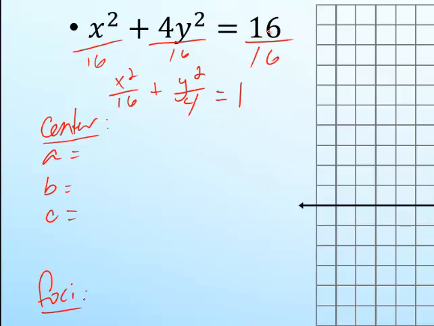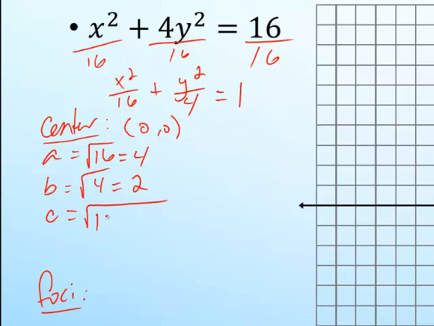So now we can find our center. Center is h, k. There is no h and k added to x or y, so therefore our center will be 0, 0. Now a is the larger number. The larger number is 16, and that 16 is a squared. So the square root of 16 to find a is going to be 4. The other number is b squared, so the square root of 4 is 2. Lastly, we need to find c. So c is the square root of a squared minus b squared, so 16 minus 4 equals the square root of 12. And that's going to be 3.46. So we found a, b, and c.